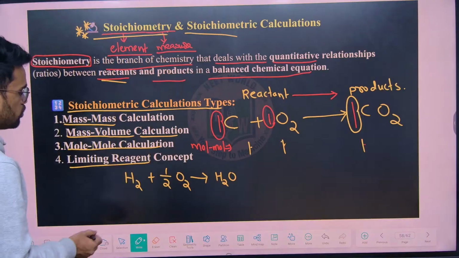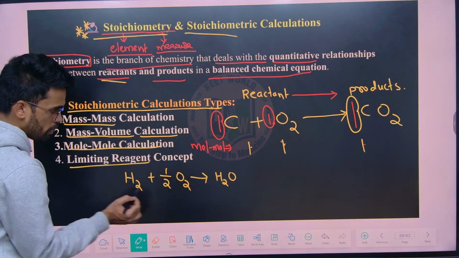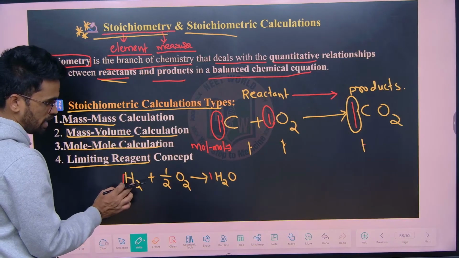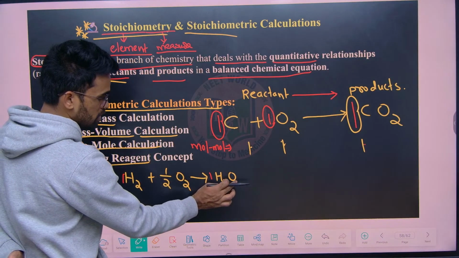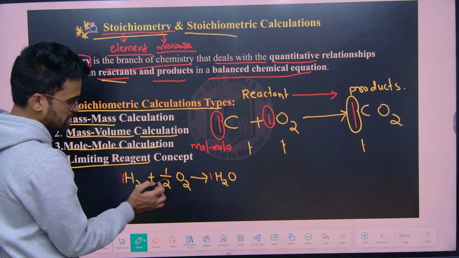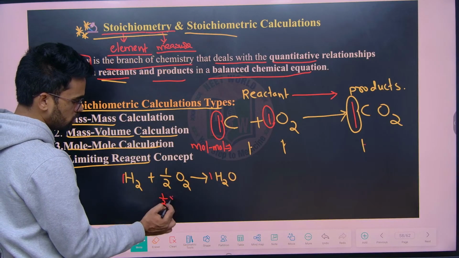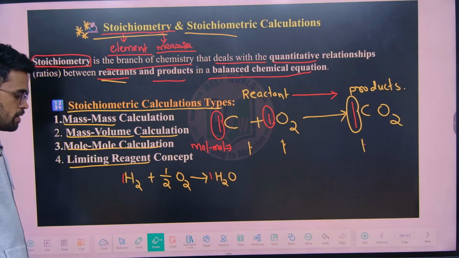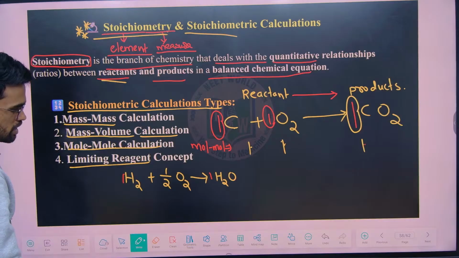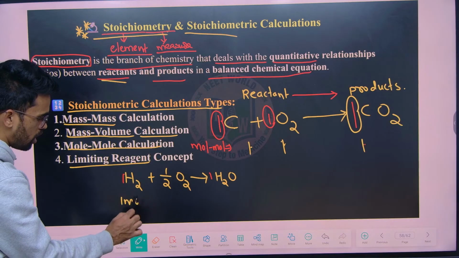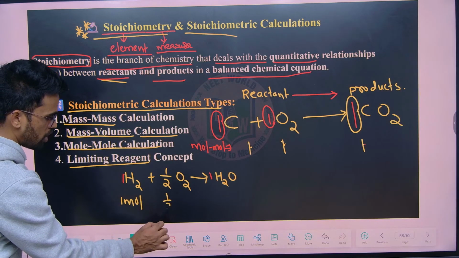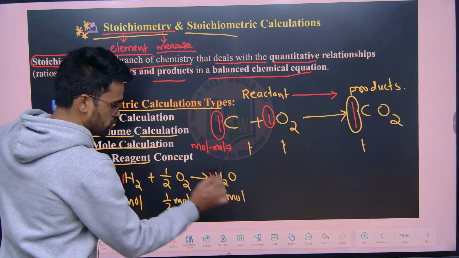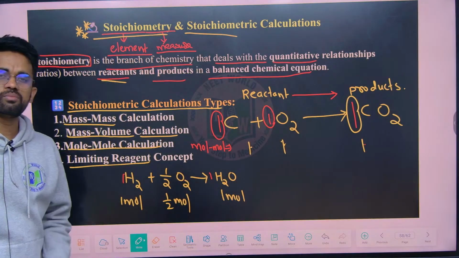Look here. How many hydrogens are there? 1 hydrogen molecule, which means 2 hydrogen atoms. Here also 2 hydrogen atoms. 1 oxygen atom, so here it is balanced as 1 oxygen. So half into 2: this is 1 oxygen atom if I write half O2. So what is the mole relation here? 1 mole of H2 combines with half mole of O2 to form 1 mole of H2O. This is the mole relation.